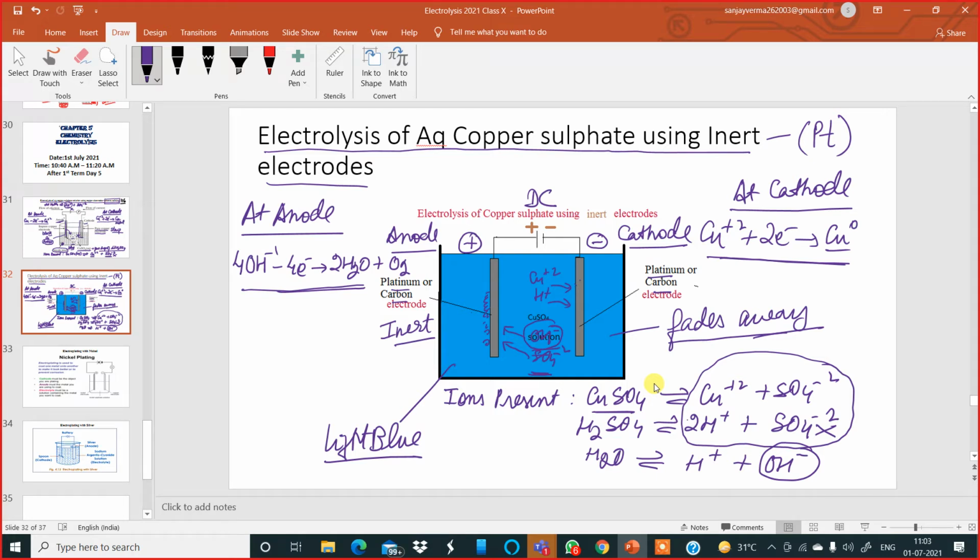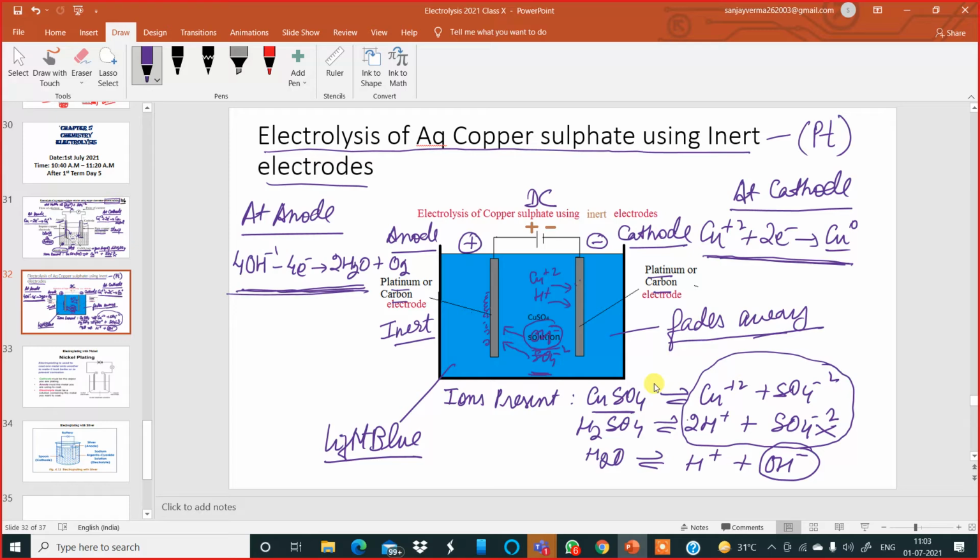And you should be able to write down the reactions at the cathode and the reactions at the anode. Am I clear? Okay. Now let us go to the next part of this chapter.